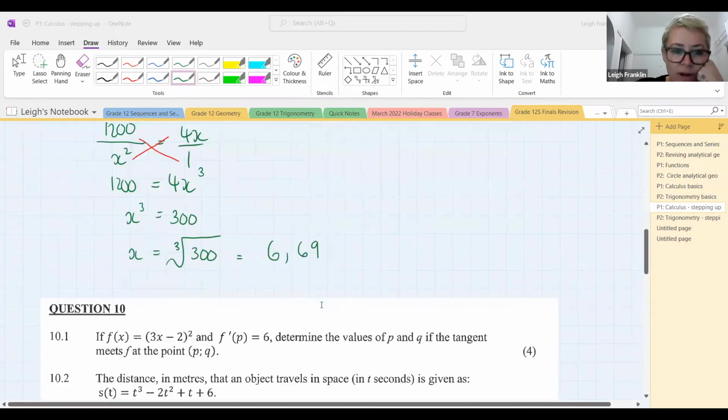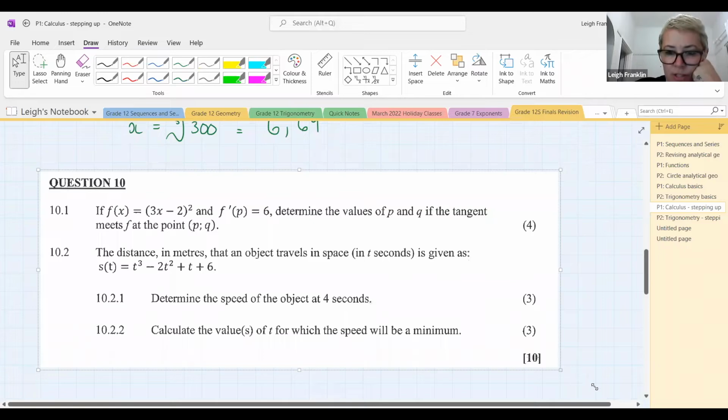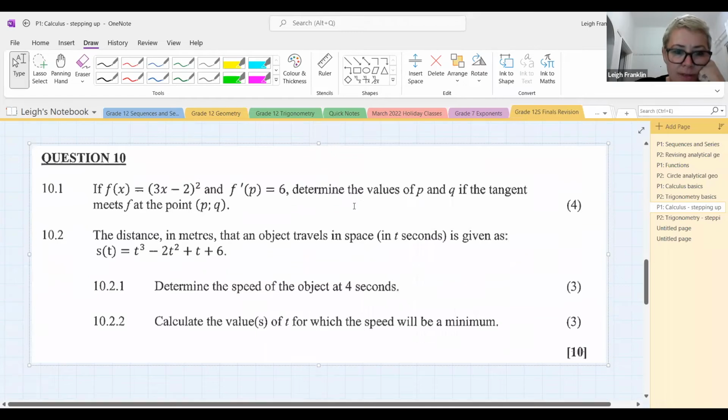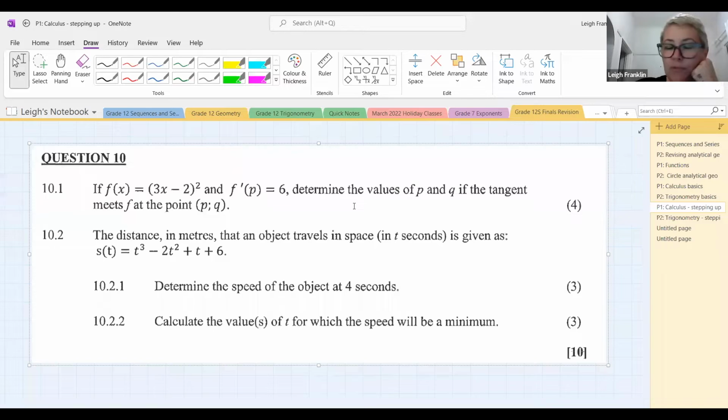Okay, let's go on and have a look at something else. Now, these questions here, I'm hoping will challenge you a little bit more. 10.2 is a question about velocity, speed, motion, one of those sorts of questions in optimization. But I want us to do question 10.1 before we get to 10.2.